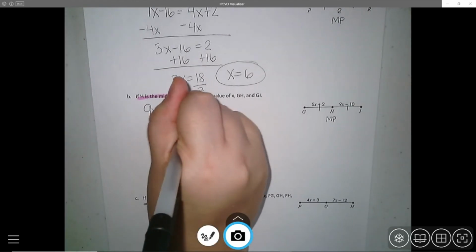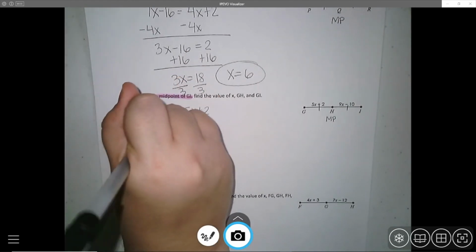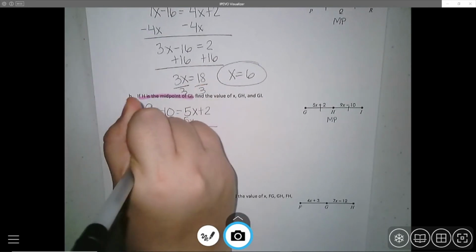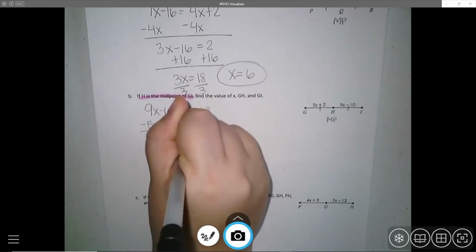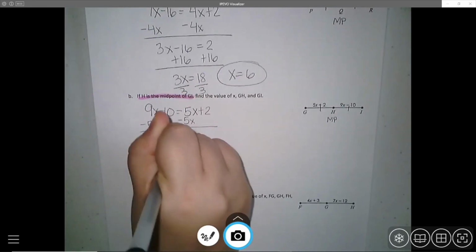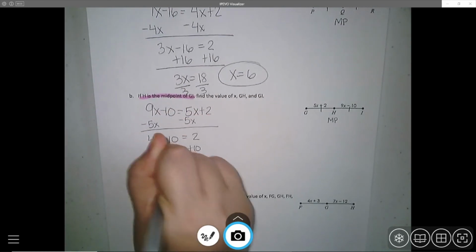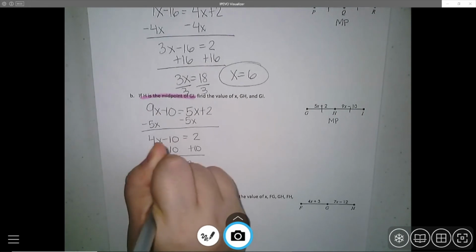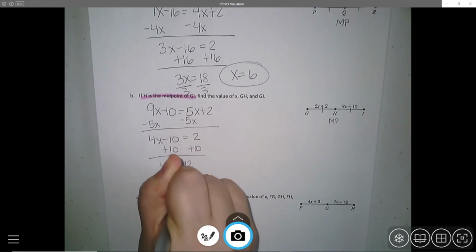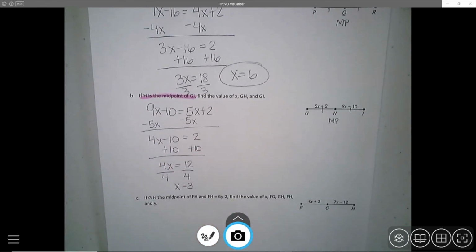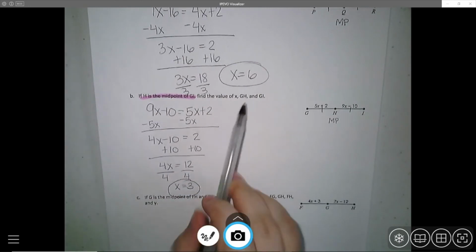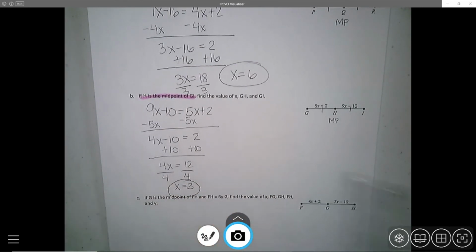Solving for x, I'm going to subtract 5x to give me 4x minus 10 equals 2. I'm going to add 10 to both sides. I get 4x equals 12. Divide by 4, I get x equals 3. Okay, that's part of what they want me to find. They wanted me to find x. They also want me to find GH and HI. So I need to substitute in.